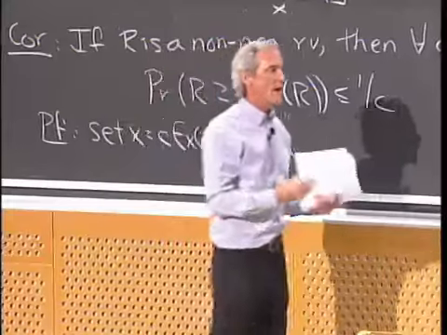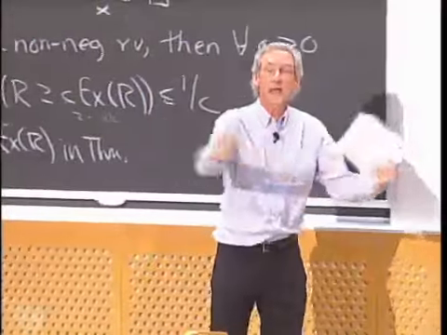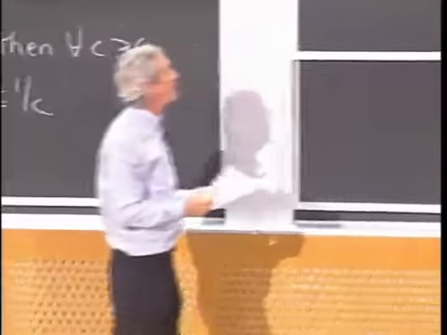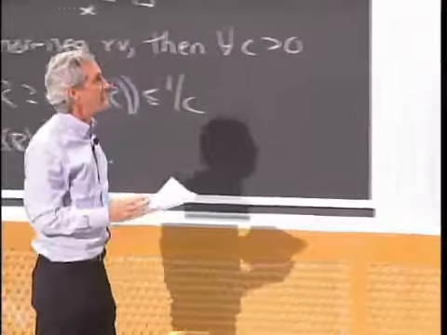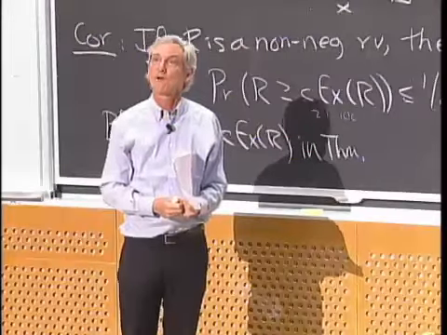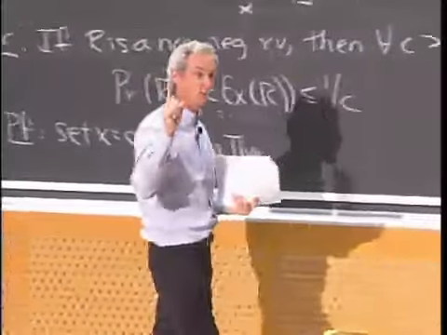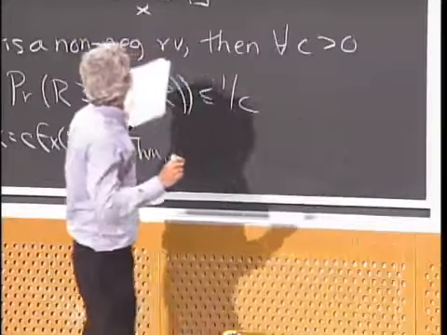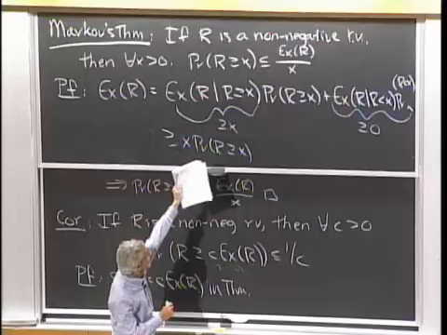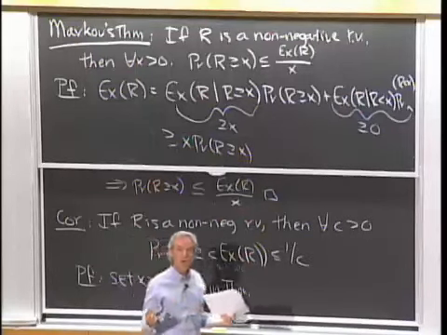Well, say I want to know the probability that all n people got the right appetizer back. What does Markov tell you about that probability? 1 over n. The expected value is 1, and now you're asking for the probability that you get at least x, where x is n. So it's 1 over n.